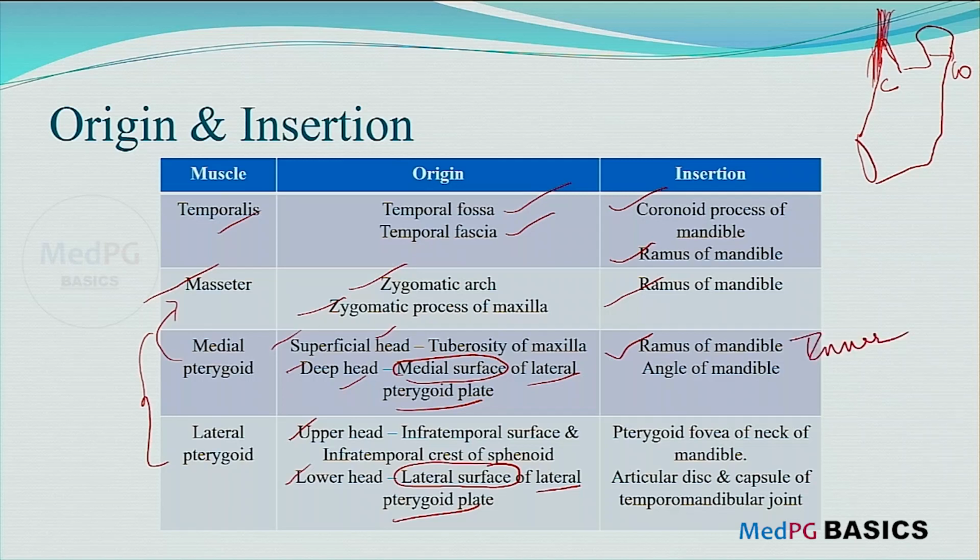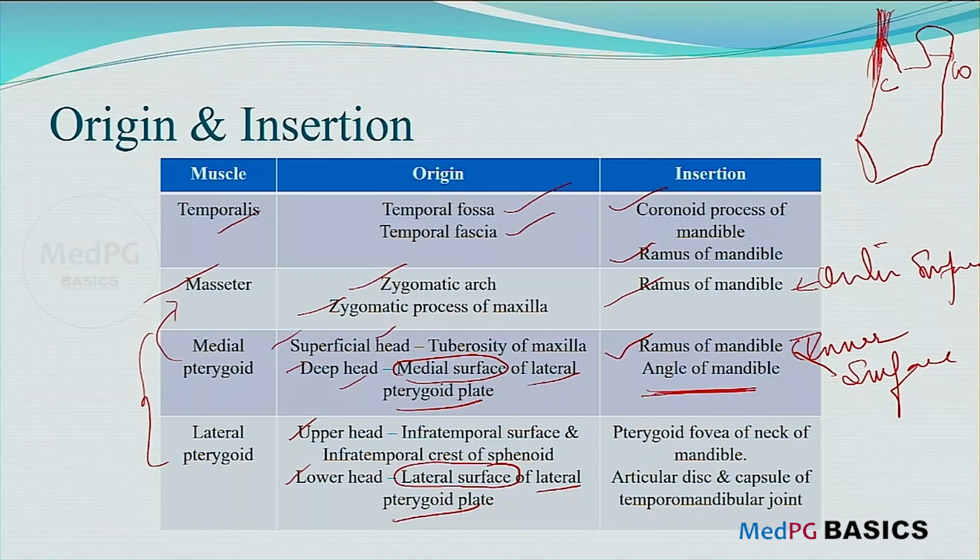So the medial pterygoid gets inserted onto the inner surface of the ramus of the mandible, whereas the masseter fibers get inserted to the outer surface of the ramus of the mandible. In addition to the ramus of the mandible, the medial pterygoid fibers also extend up to the angle of the mandible, where it also gets inserted.